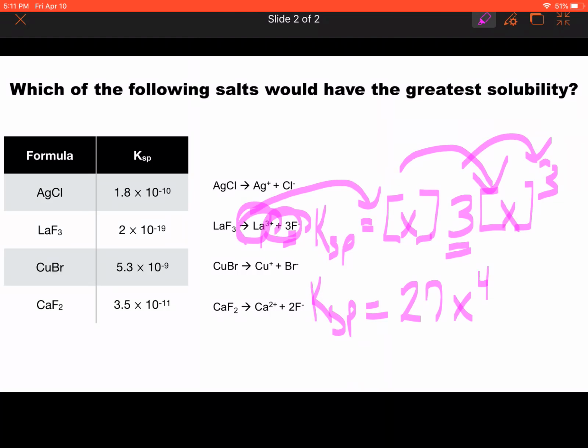Now putting this in the calculator is a little tricky, but I YouTubed it and I found a video, and I'll try to remember to give you the link.